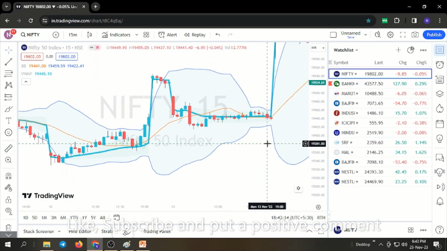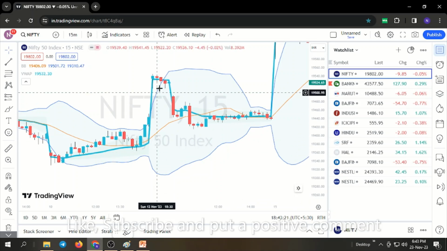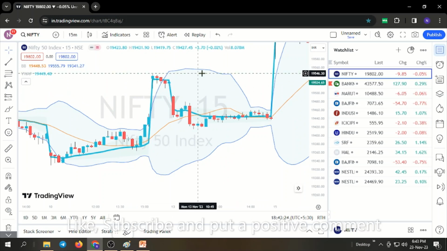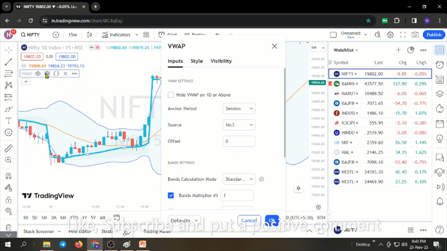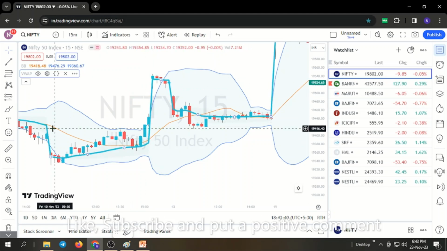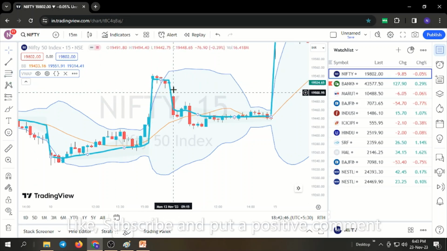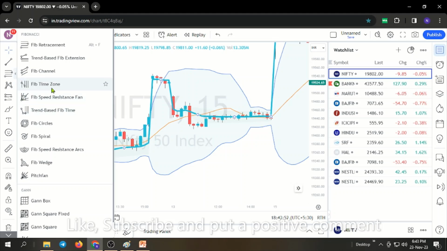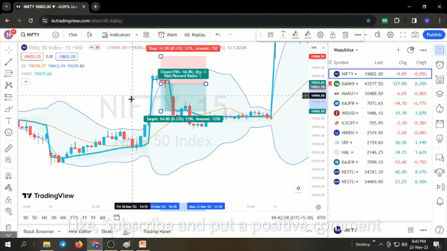So, an easy way to understand is, if a candle forms outside the Bollinger Band, it should not touch the Bollinger Band lines. See this green candle, I'll just close the VWAP line. Not this one, this one. See this green candle, next red candle, where these candles formed out of the Bollinger Band. Now, when that forms and any candle comes inside the Bollinger Band, that candle should close below the VWAP line.